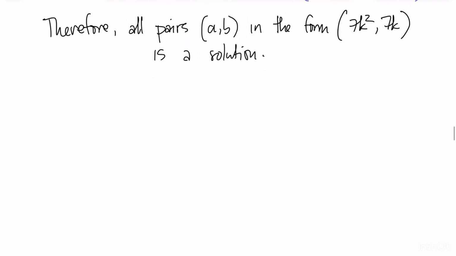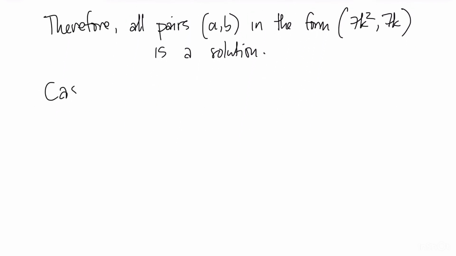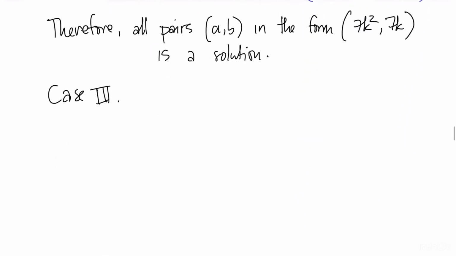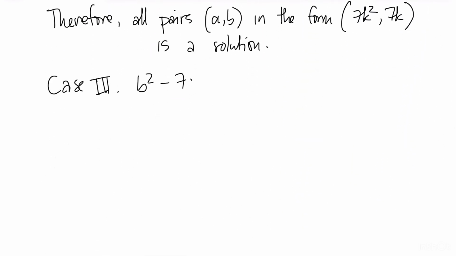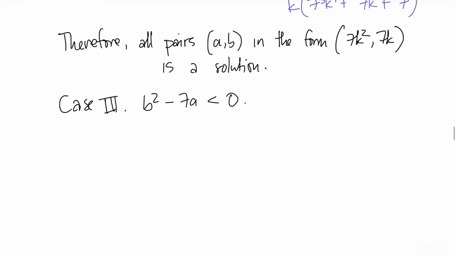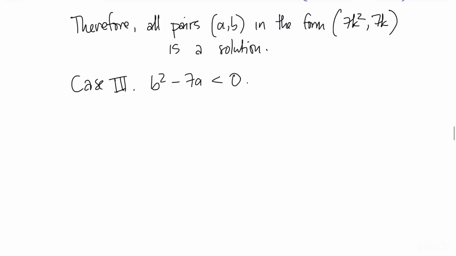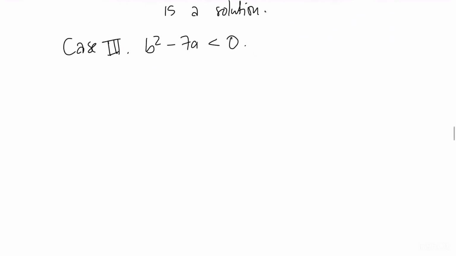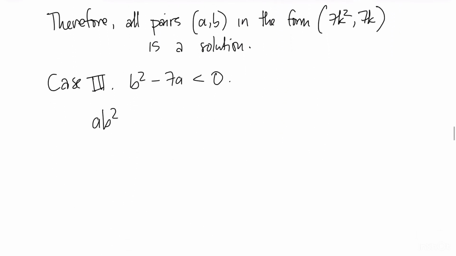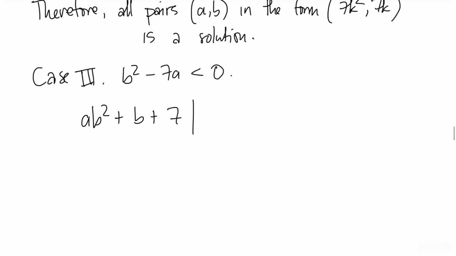Now case 2 works, but we have case 3, which is b squared minus 7a. So b squared minus 7a is negative. Now since it's negative, we know that ab squared plus b plus 7 must divide 7a minus b squared.